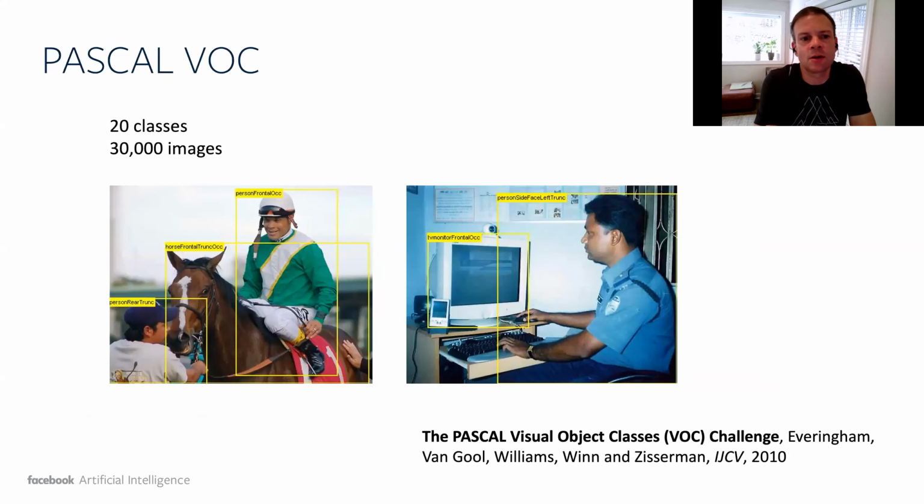Now, after Caltech 101 and 256, the data set that really gained in popularity was PASCAL VOC. This is used for object detection and is actually still in use today. There's 20 different classes, and it had 30,000 different images. And the task was not image classification like Caltech 101 and 256, but actually object detection, where you try to draw a bounding box around the different objects.